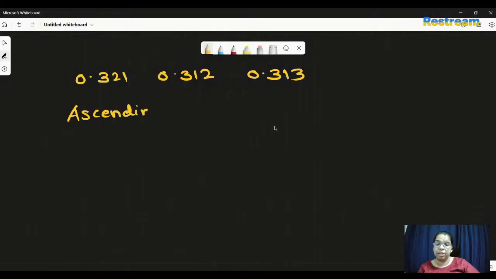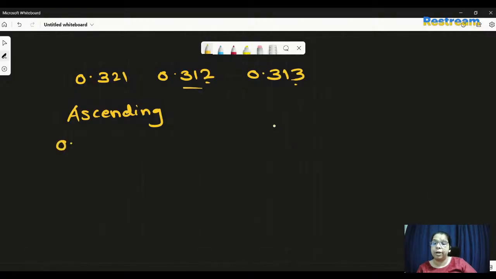So ascending means I have to find the smallest one first. So first digit is 0 for all, so it is non-usable. Second digit is 3 for all, so again we have to go back to the third digit. The third digit for the first one is 2, but for the next two is 1. So we have to go to the fourth digit, or the third digit after the decimal place. So it is 2 for this one and 3 for this one. So this one is smaller.